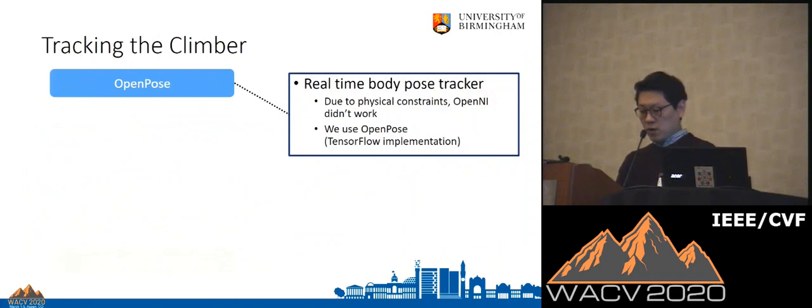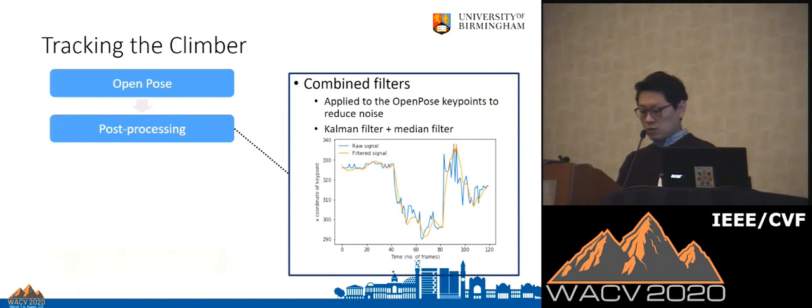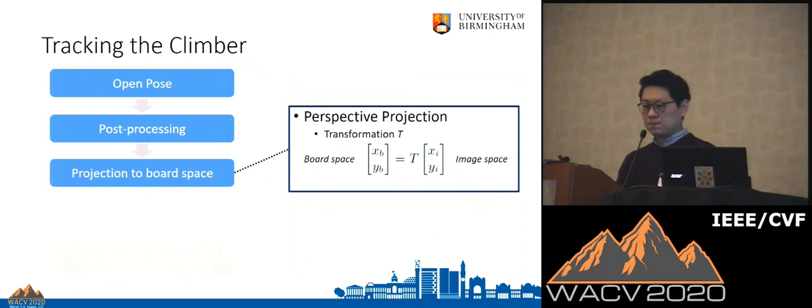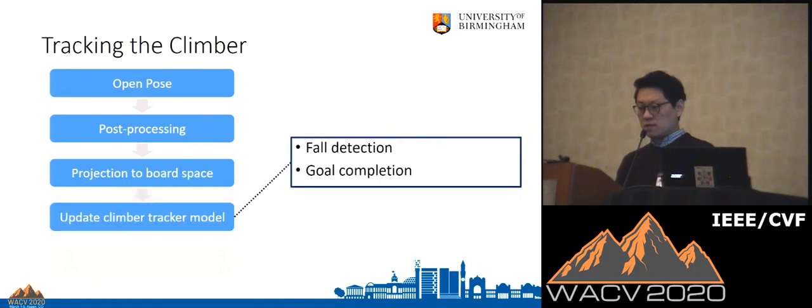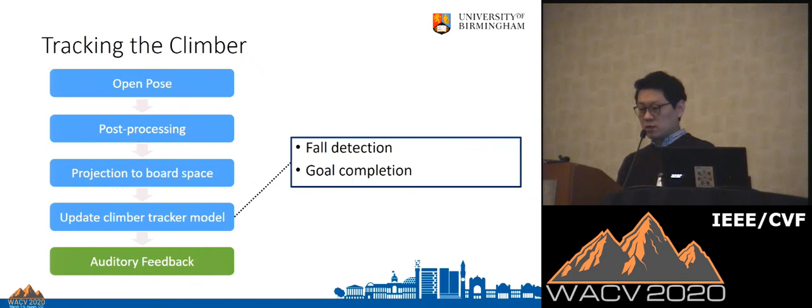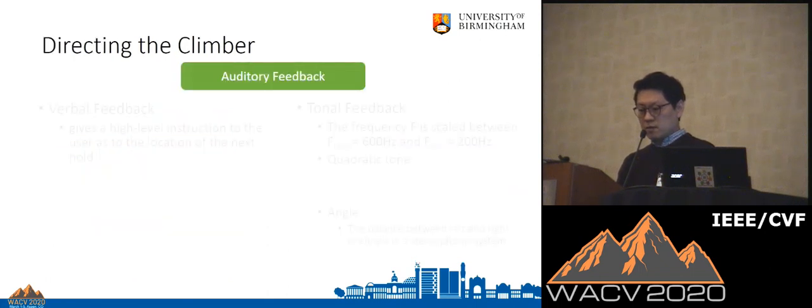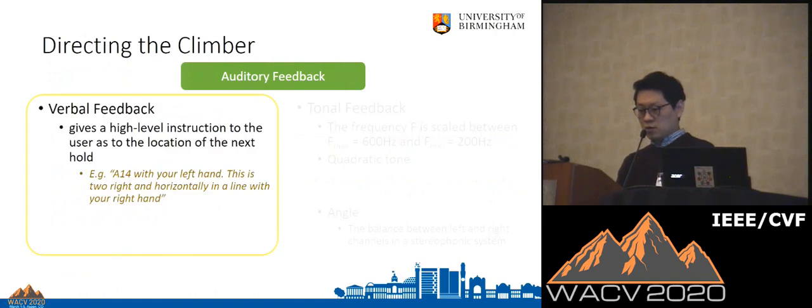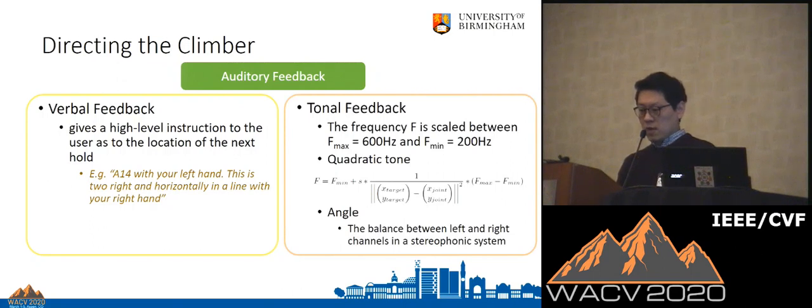We used OpenPose for real-time pose tracking, and we reduced the tracking noise using combined filters to smooth the keypoint movement. The tracked skeletons are projected to board space using a perspective projection. By monitoring the climber's movement, fall detection and goal completion detection are continuously performed. Then, based on the tracking information, the system interactively provides auditory feedback to the climber via wireless headphones. We designed two auditory feedbacks. Verbal feedback gives a high-level instruction to the user to provide a rough estimate of where in space the goal is. And the tone provides feedback by which the climber can make the small adjustments needed to reach the goal precisely.